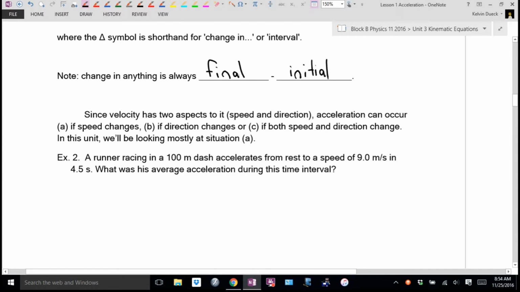Velocity is a vector, so it has two aspects to it: speed, its magnitude, and its direction. It means you can accelerate if your speed changes, if your direction changes, or both. In Physics 11, we're mostly going to be looking at situation A. We're going to be pressing the gas pedal down. We're not going to be turning the steering wheel very much of the car. That also means you're accelerating, but that's Physics 12.